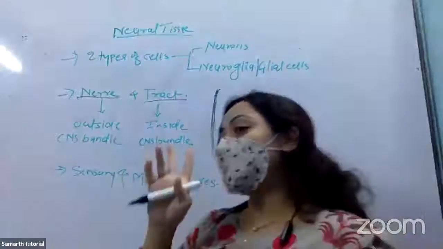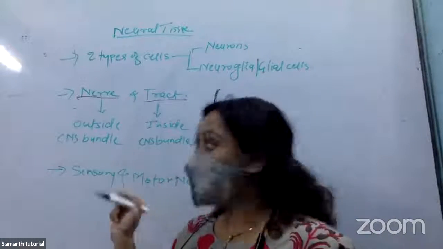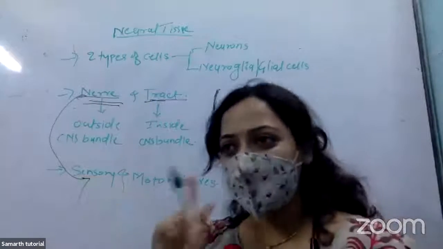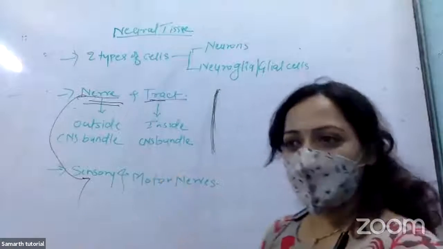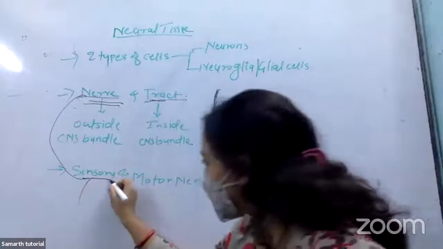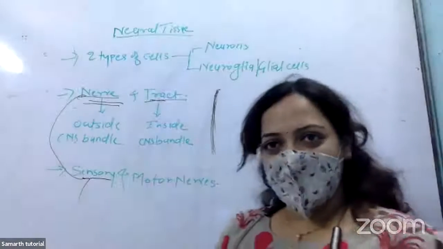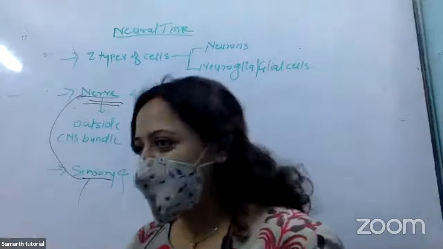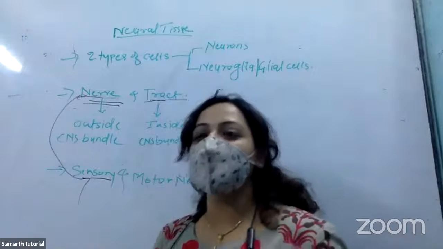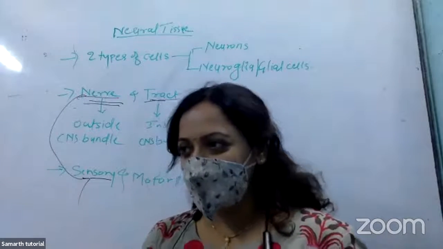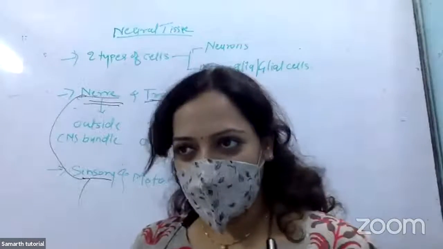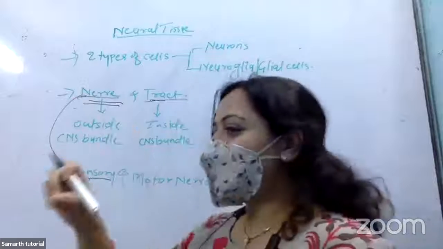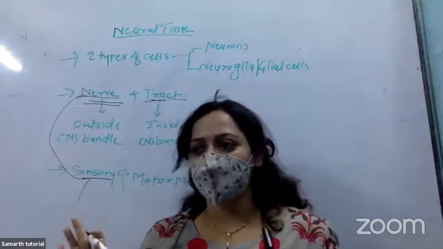There are two types of nerves outside, not a tract. One is sensory and the second is motor. Sensory, as the name says, sense. What is the function of the sensory nerves? It collects the signal from any part where the stimulus is received, and it carries those stimuli to the central nervous system.